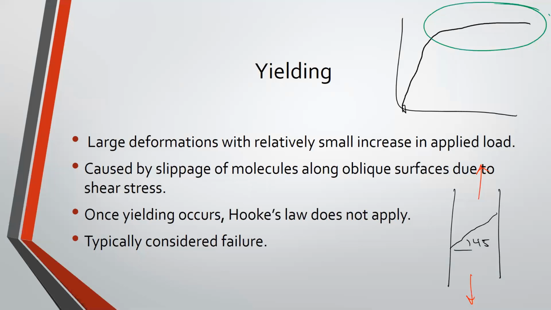Okay, so once yielding occurs, Hooke's law no longer applies. If you had a linear elastic material, you could use Hooke's law in this region where the slope is E, but after it stops being linear, or after it changes its slope, you can no longer use that equation of stress and strain being Hooke's law. So typically we consider this to be a failure. We don't necessarily want it to go beyond yielding.